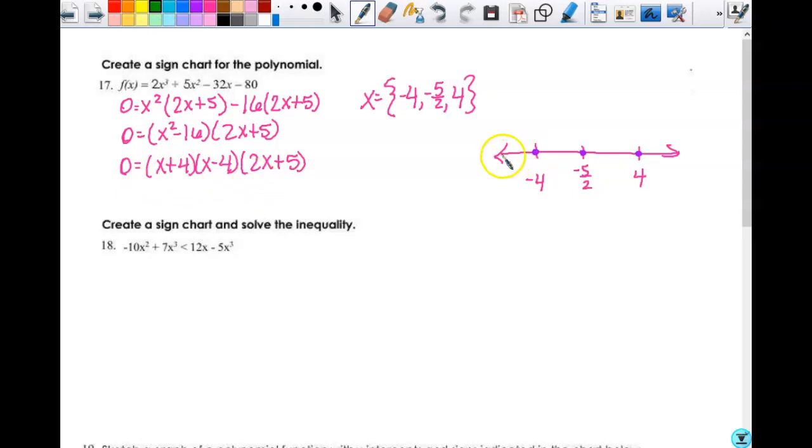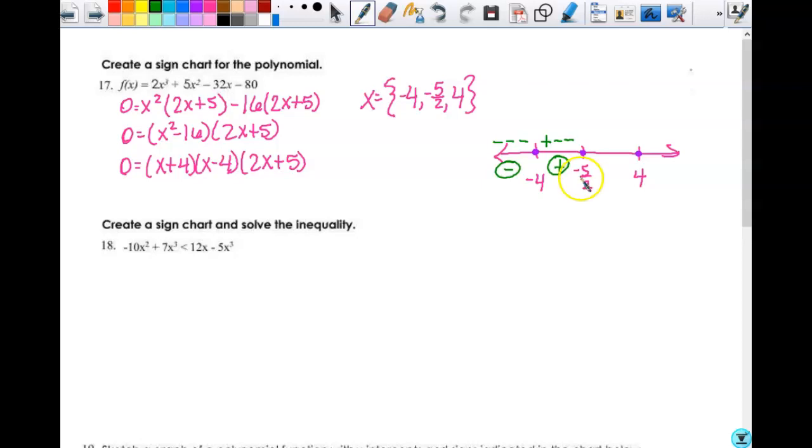So if I choose negative 5, plus 4 is a negative number. Negative 5 minus 4 is a negative number. Negative 5 times 2 plus 5 is still a negative number. So overall, this is negative. Between negative 4 and negative 5 halves, I can go with negative 3. So when I substitute in a negative 3 here, this is going to give me positive. Negative 3 here is negative, and negative 3 here is negative as well. So overall, this is positive.